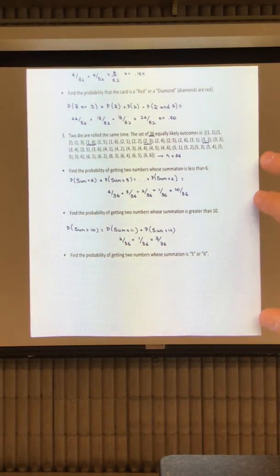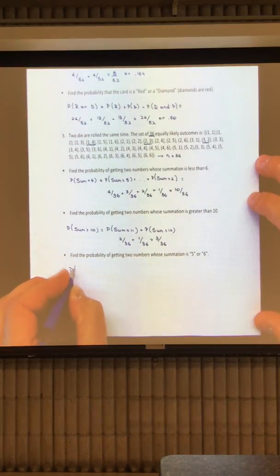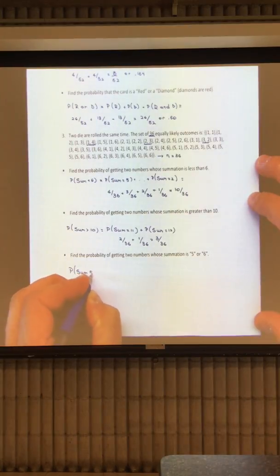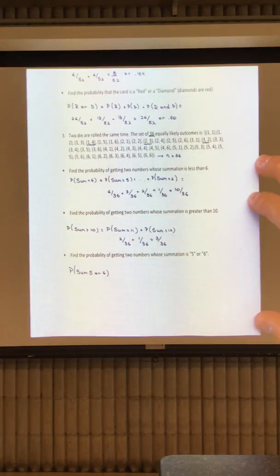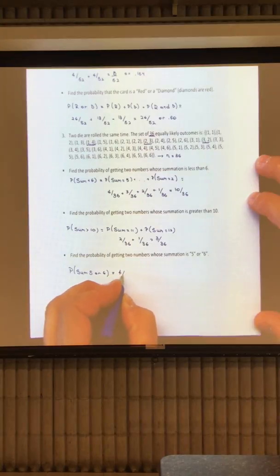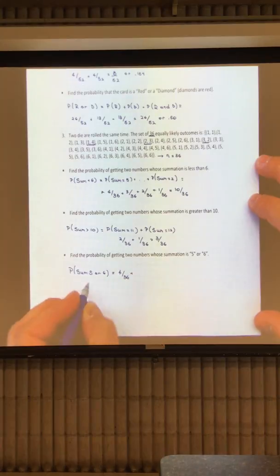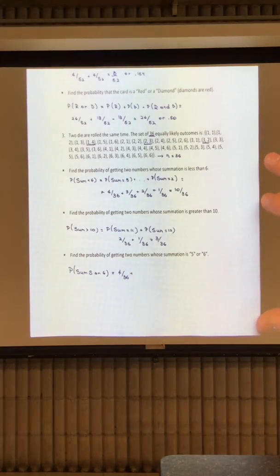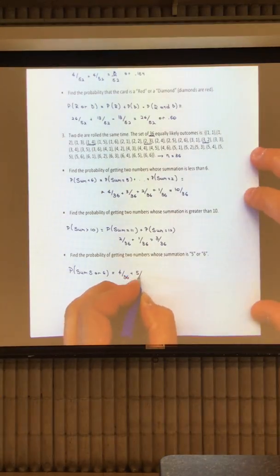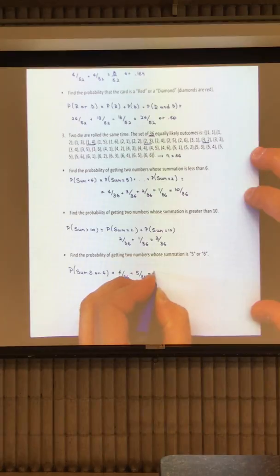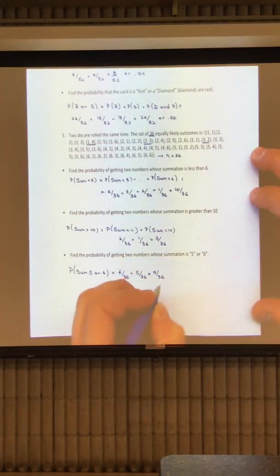And for the last problem, the probability of the summation to be 5 or 6. Already we know for 5, the probability is 4 over 36. We know that from the previous problem. Plus the probability to have a 6 will be 5 over 36. It will be 3, 3, 4, 2, 2, 4, 5, 1, and 1, 5. So 4 over 36 plus 5 over 36 is the same as 9 over 36.